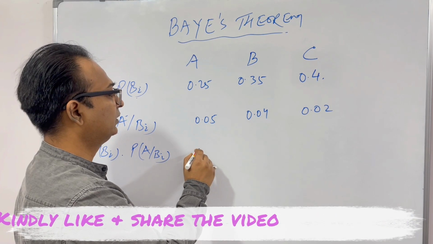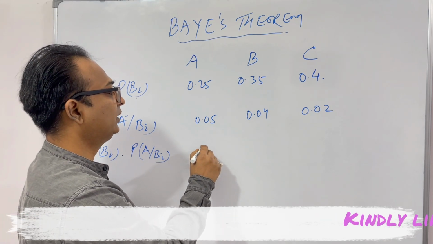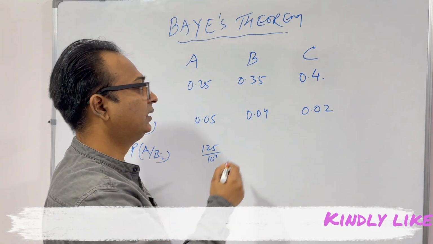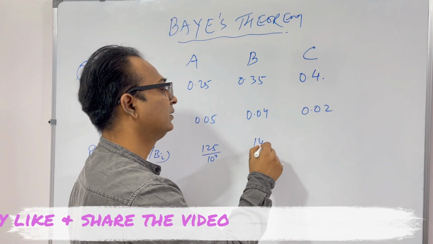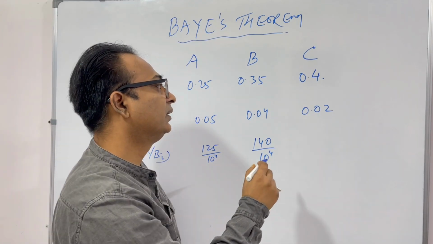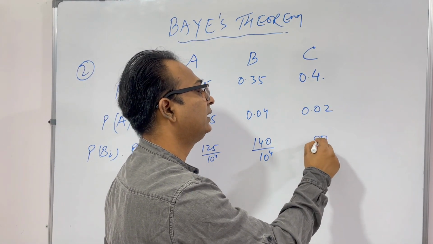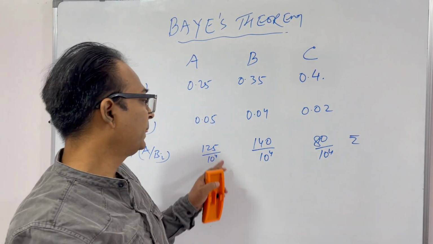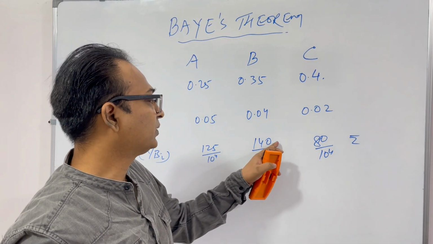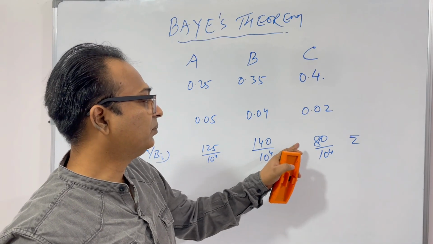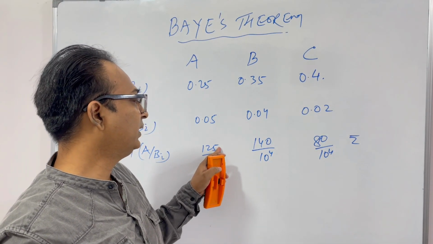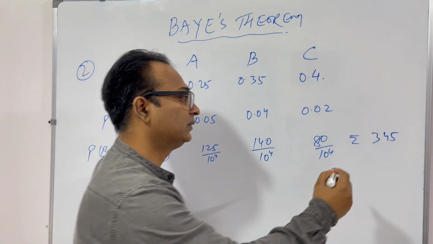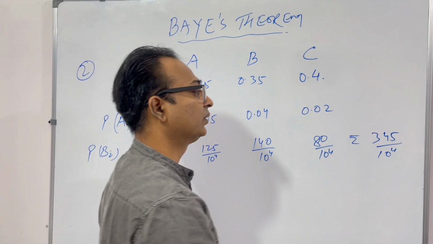So what will we get? 25 into 5, that is 125 by 10 to the power 4, same style. 35 into 4, that is 140 by 10 to the power 4, and this is 80 by 10 to the power 4. So the summation, if we add all these: 125 plus 140 plus 80. 140 plus 80 is 220, and the total is 345. So this is 345 by 10 to the power 4.